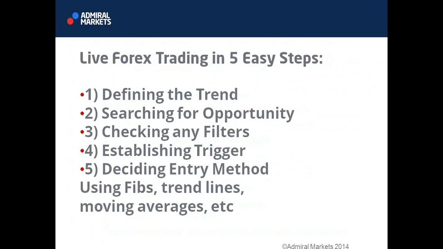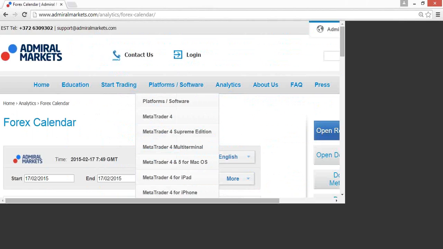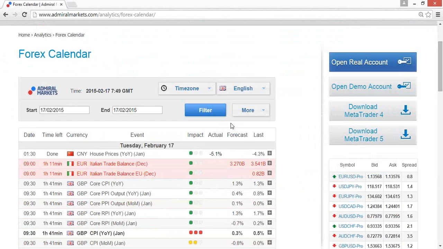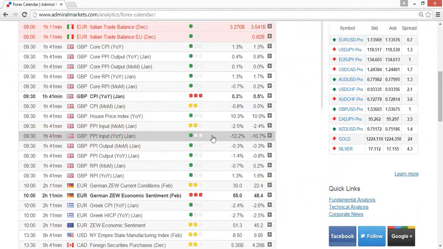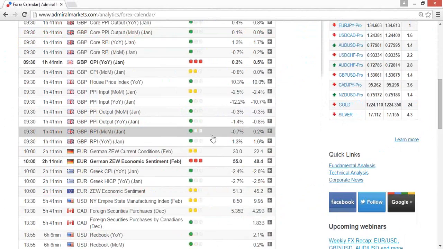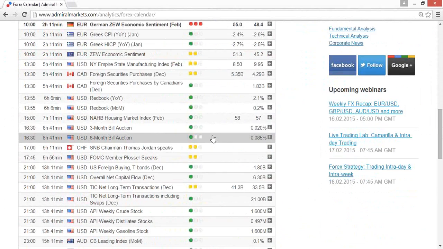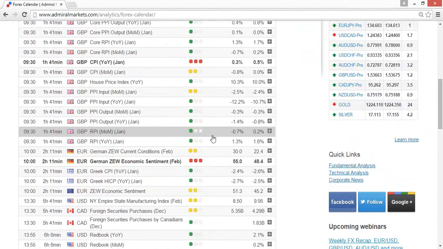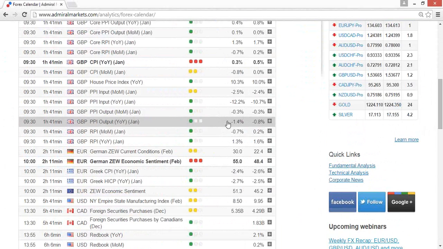With that said, let's move over now, after this introduction about Camarilla, and take a look at the calendar. Pound news, CPI, German ZEW, economic sentiment. So we got some euro and pound news coming up, and some lighter scattered news like the pound and dollar throughout the day.